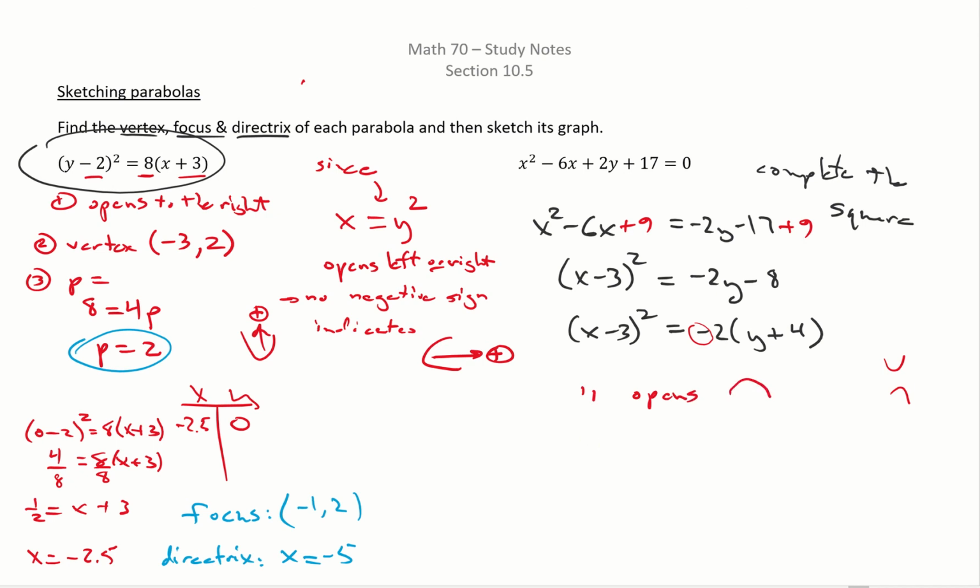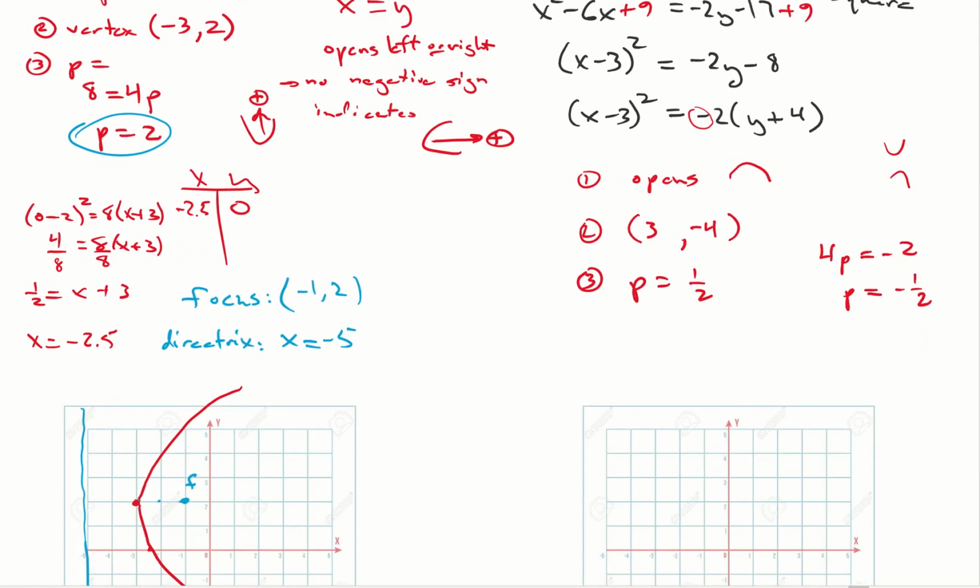Okay, 2, what's the vertex? Well, you look at the numbers tucked into those parentheses and you change the sign. So we have a 3 and this time a negative 4. Okay, opens down, 3, negative 4. 3, what is P? Okay, well, this is interesting because people will go, well, 4P is negative 2, so P is negative 1/2. You know, I don't care if you call it positive or negative 1/2 as long as you graph it correctly. And I think we're just about ready except for maybe getting a point for this guy.